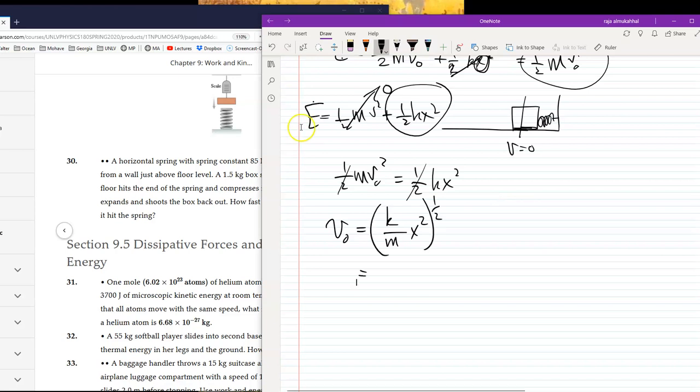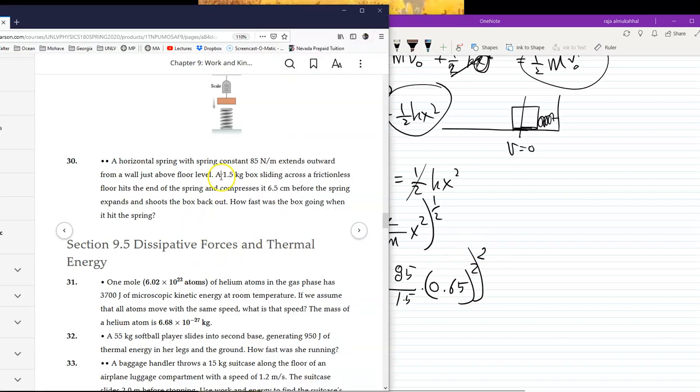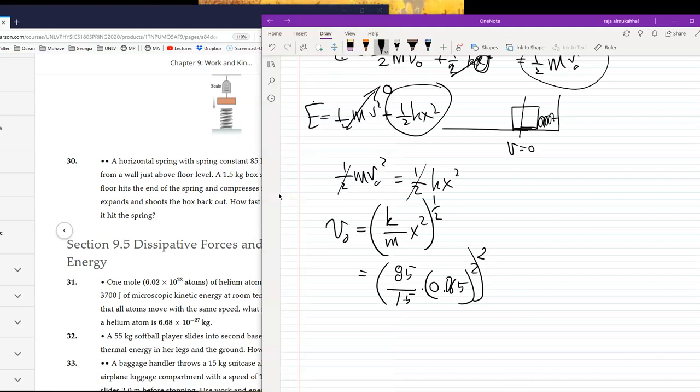If I go back here, he said the spring constant is 85. So that's going to be 85 over the mass, which is 1.5, times the displacement. He said 0.65, I think, so it's going to be 0.65 squared. Is that 0.65 centimeter? I'm sorry, 6.5 centimeter. That makes it 0.065 meter, right? There we go. And then we calculate all of that. I did this calculation and have it in my notes. If I did it right, it is 0.49 meter per second. There we go.